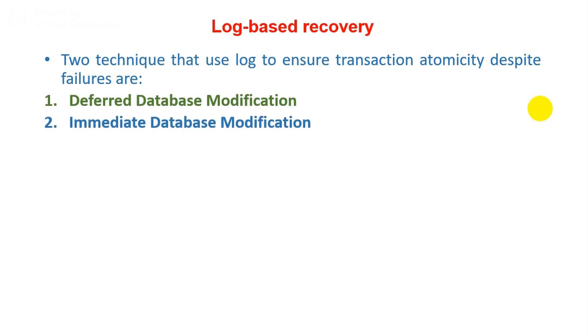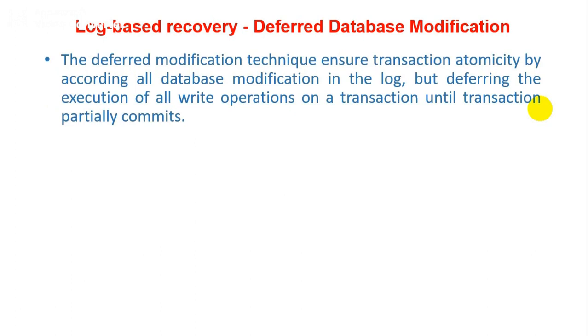And what is the log base? Two techniques that use a log to ensure a transaction's atomicity despite failures are these. Means if we are using log based recovery, then our particular transaction is assured atomicity. And what is atomicity, which we discussed in the starting lecture of unit number 7? It is known as transaction processing, or we can say a property of transactions. In that video lecture we discussed 4 different properties. In short, we can say it is known as the ACID property.